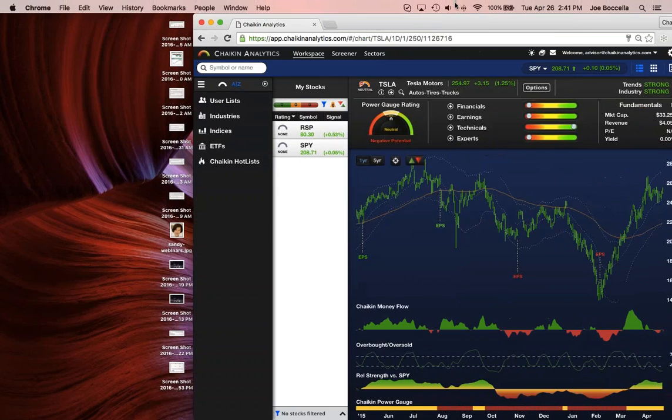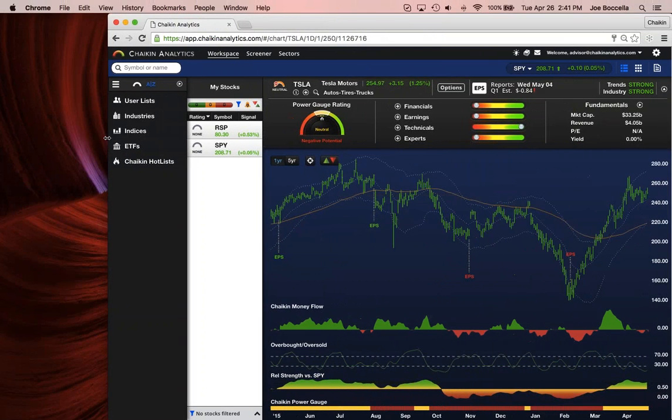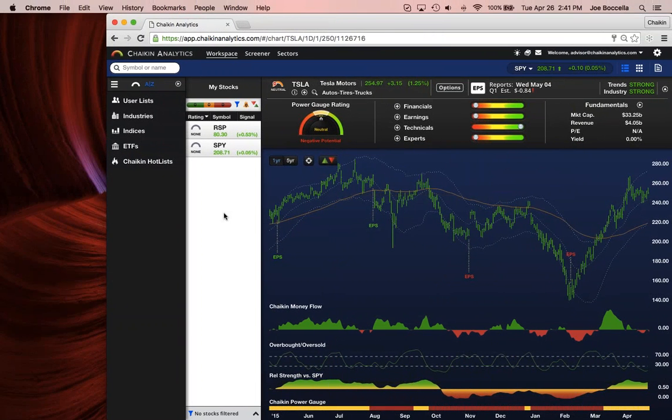Let me go ahead and just fix this over here. So yeah, I think if you keep your attention on the overall market and use the screener appropriately, you'll be in good shape.